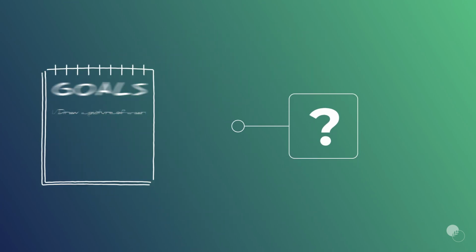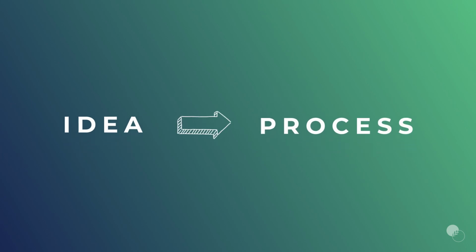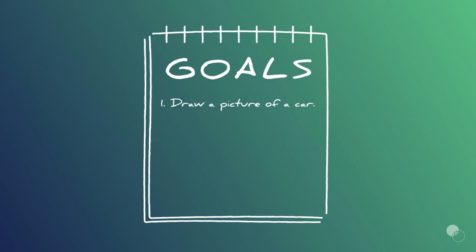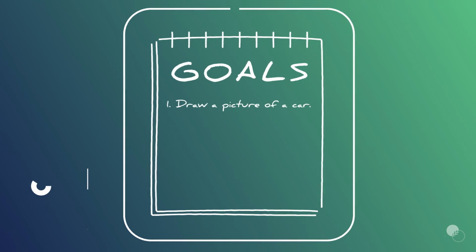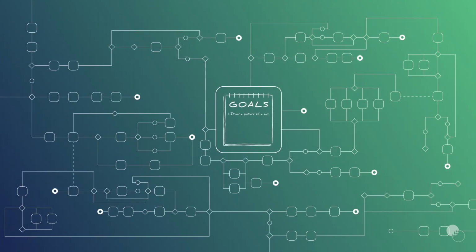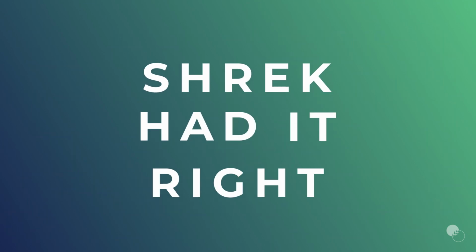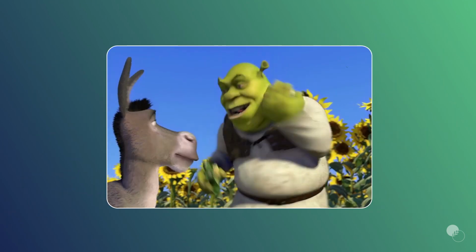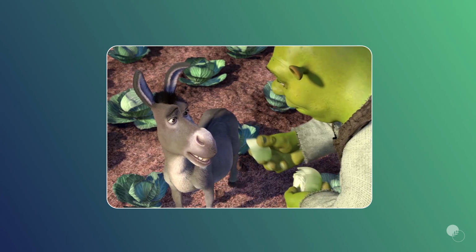We just instinctively moved from idea to process. It's just how we're wired. And what we're about to discover is that even such a simple goal will initiate a process that is built upon layer after layer of other processes that go back to the foundations of humanity. Because Shrek had it right, processes are like onions. Onions have layers.